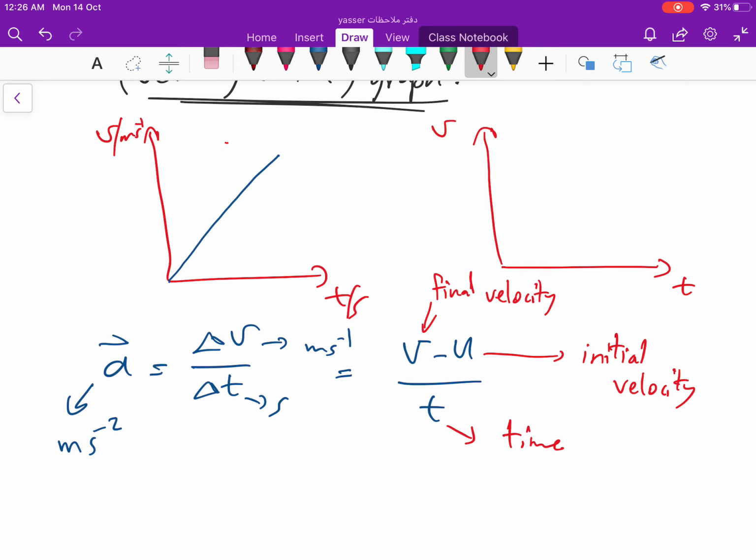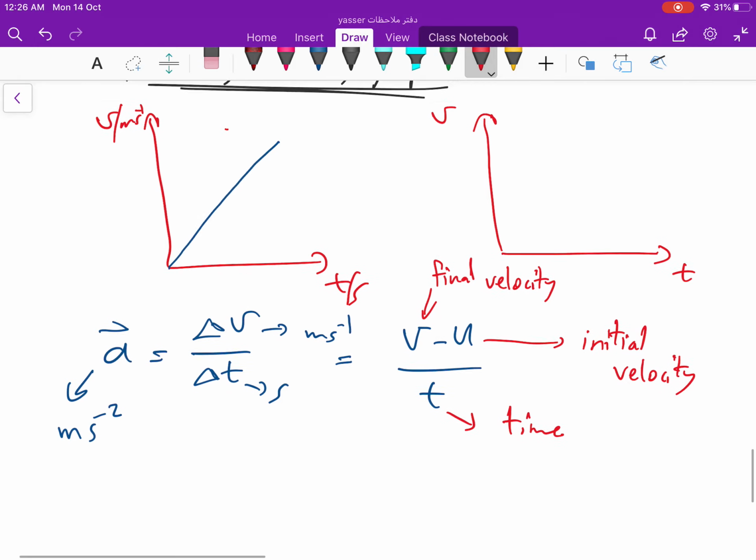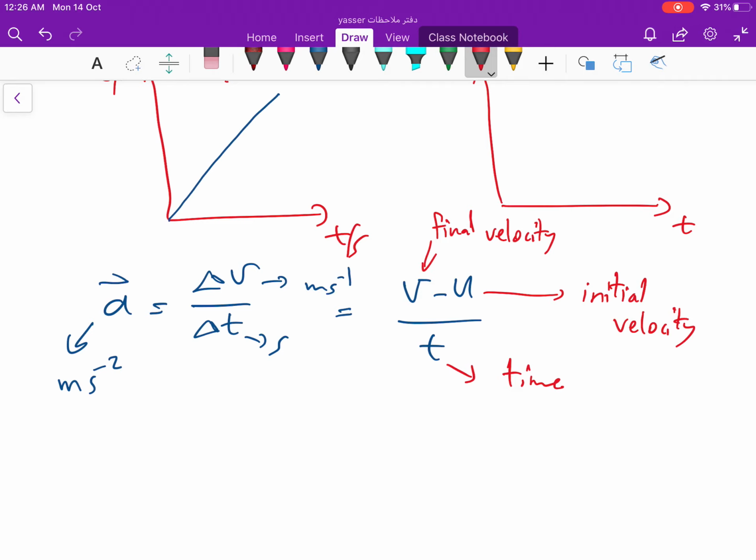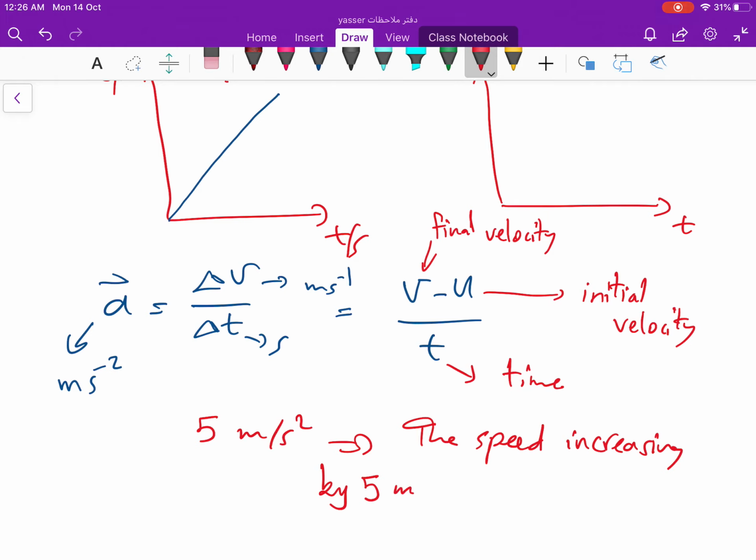Let's return back to our graph. If the line is passing through the origin, it means the object is moving with constant acceleration. What is meant by constant acceleration? If I say that an object is moving with 5 meters per second squared, what is meant by this? We are going to say that the speed of the object increases by 5 meters per second every second. So here is what is meant by the acceleration being 5 meters per second squared.